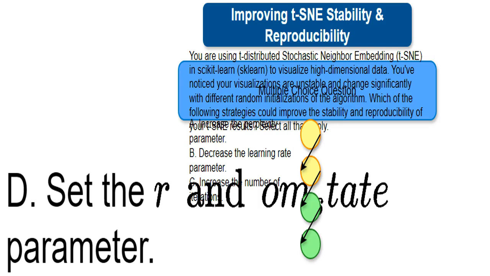The random_state parameter sets a seed for the random number generator. Think of it like setting a specific starting point for the algorithm. If you always use the same seed, you'll always get the same sequence of random numbers, leading to the same final visualization. It's like having a recipe. Following the same steps every time gives you the same result.